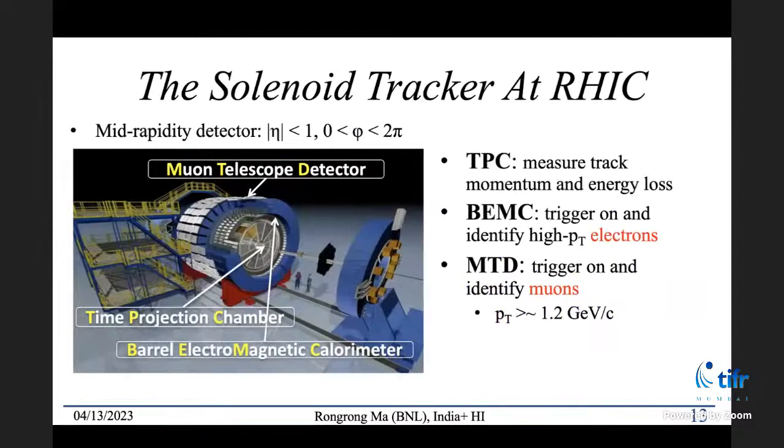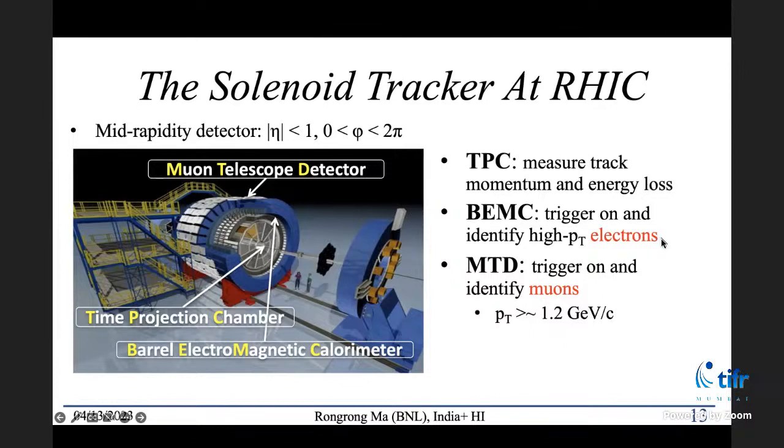So with this in mind, we can go to STAR, which is what I will be focusing on today. The full name of STAR is the Solenoid Tracker at RHIC. This is the schematic picture of STAR. It's a mid-rapidity detector. At the center of STAR is the so-called time projection chamber, the TPC, which is our main tracker. It's used to measure the track momentum, which, as I said earlier, is one thing we need for the quarkonium measurement. The TPC can also measure the energy loss of particles when they go through the gas in the TPC, and with this energy loss we can identify electrons or muons.